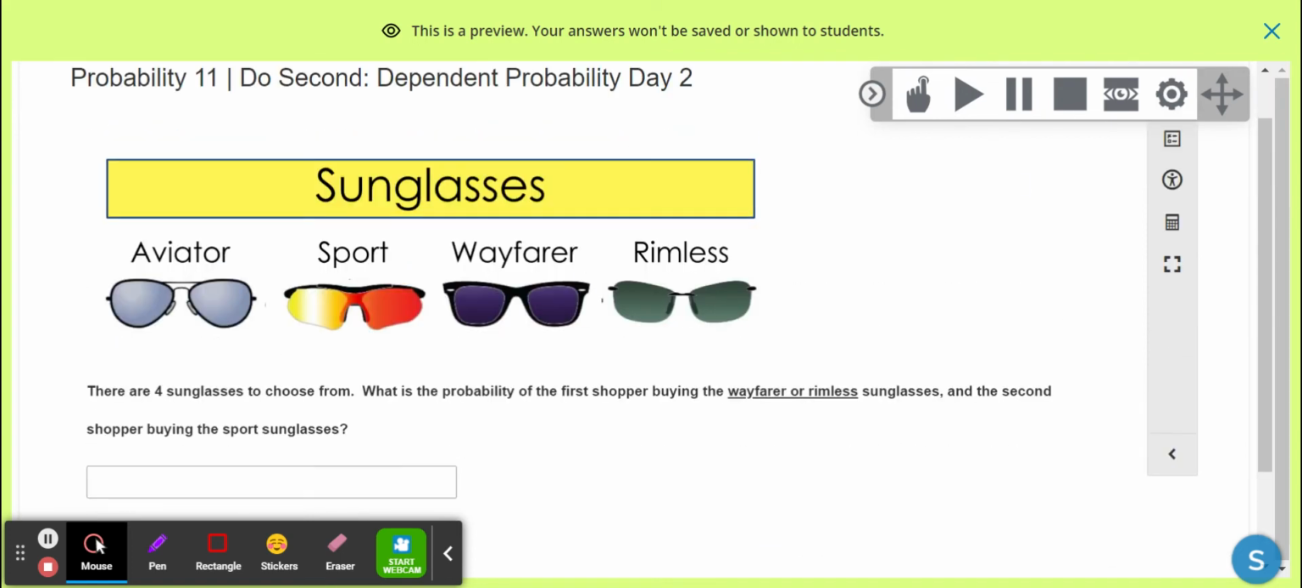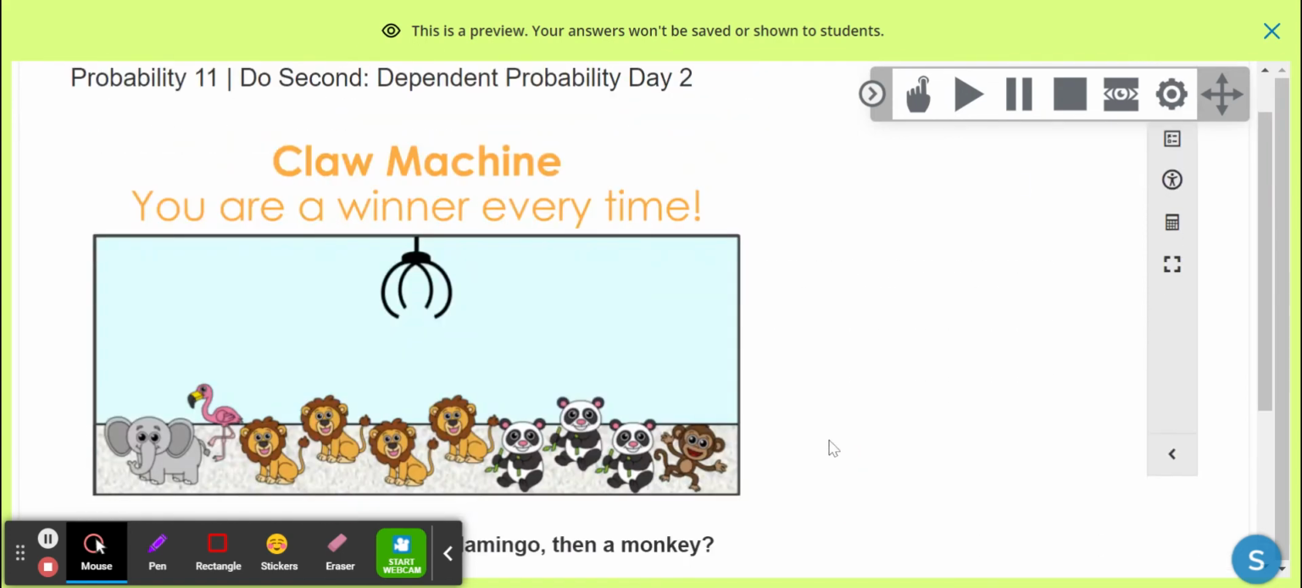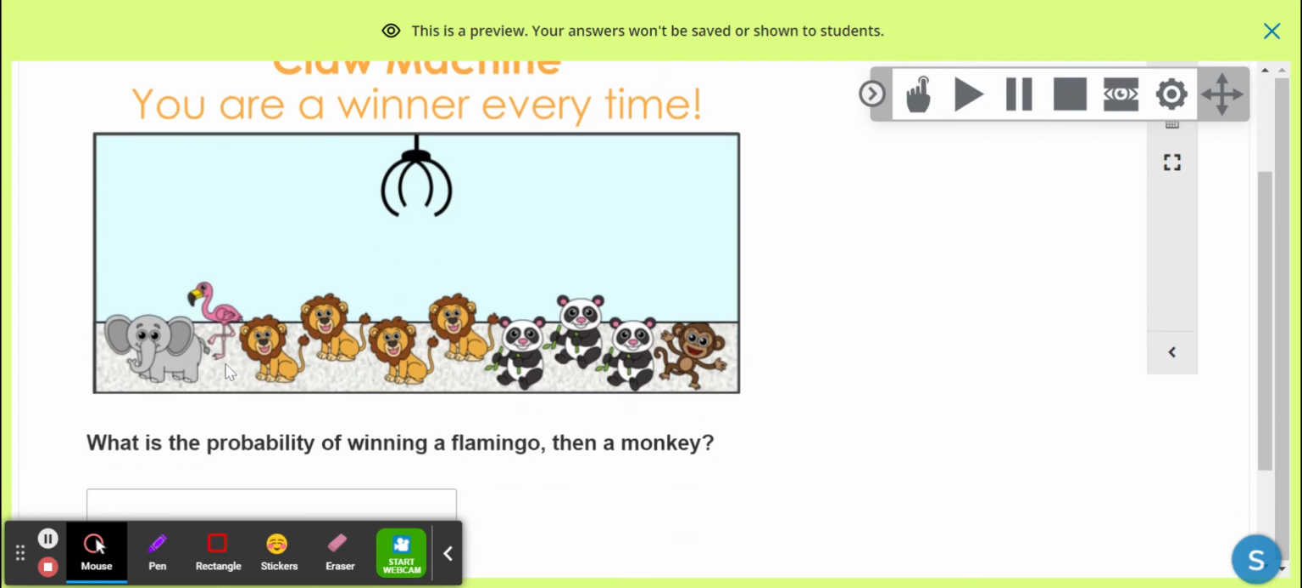All right, let's go to the claw machine. So this claw machine, you are a winner every time. What you win is just kind of by chance. Okay, so what is the probability of winning a flamingo? Well, the flamingo is 1 out of 1, 2, 3, 4, 5, 6, 7, 8, 9, 10. It is 1 of the 10 animals.